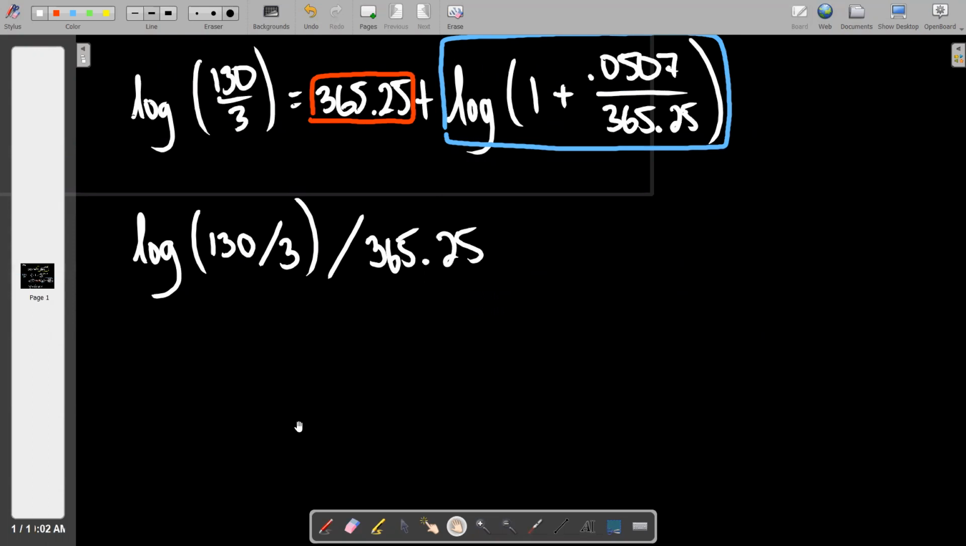Got it? So it says ANS and it says divided by. Now let's all type in. Mine looks like this: ANS divided by. That's answer divided by. And then I'm going to type in log, and then in parentheses, I'm just going to do what's in the blue box. Log of 1 plus 0.0507 divided by 365.25. Make sure you close those parentheses and hit enter.